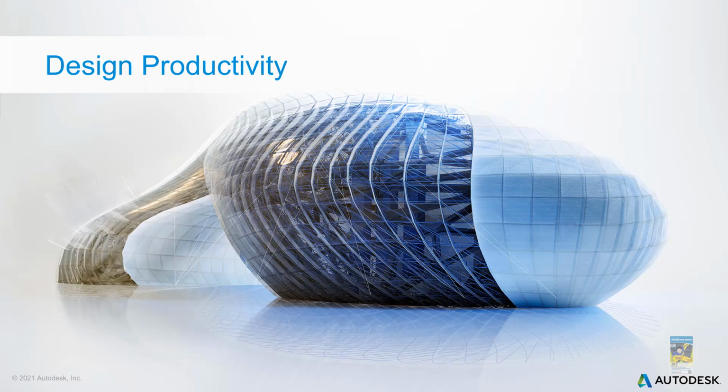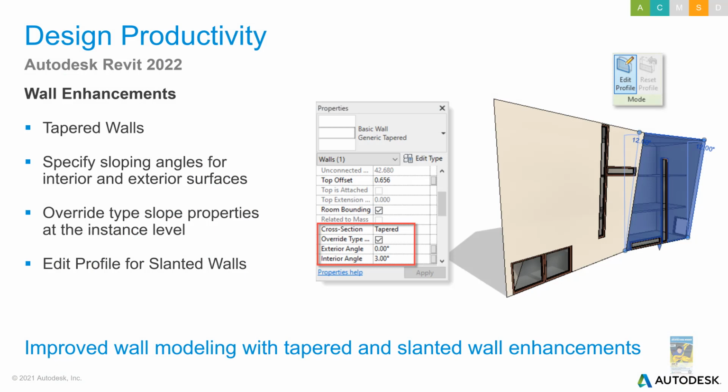For design productivity, first one is wall enhancements. We have tapered walls now. So 2021 gave us slanted walls, and we now have tapered walls. This one gives you specific sloping angles that you can specify for interior and exterior surfaces. You can override the slope type properties at the instance level, and you can edit the profile for slanted walls as well.